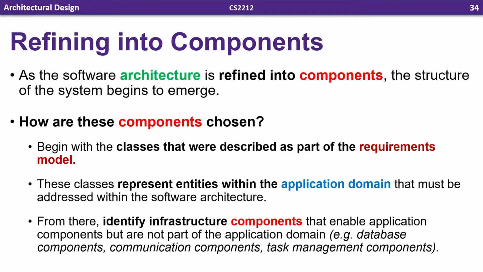Next, infrastructure components need to be identified that are required for the application to function, but are not part of the application domain. These would be things like database components, network communication components, task management components, and so on. These types of components belong to the infrastructure domain, which consists of components that support the application software. These tend to relate to low-level hardware, network, system software, communications, and database components.